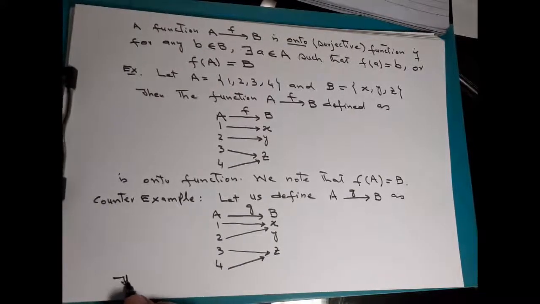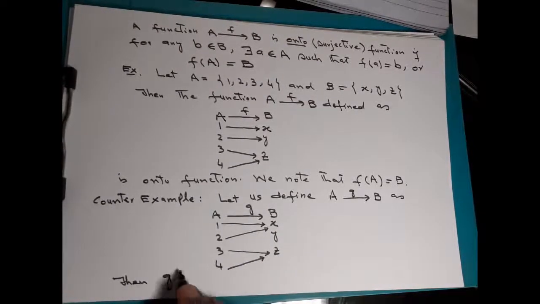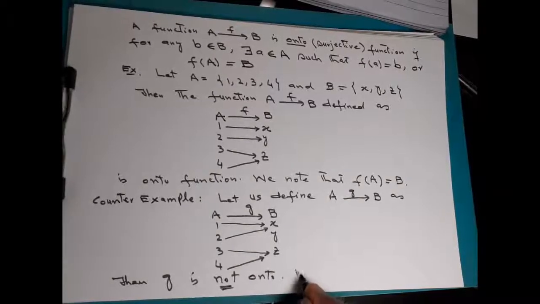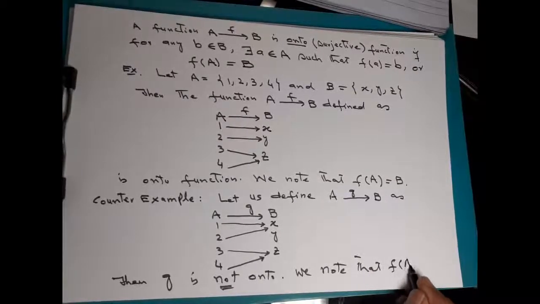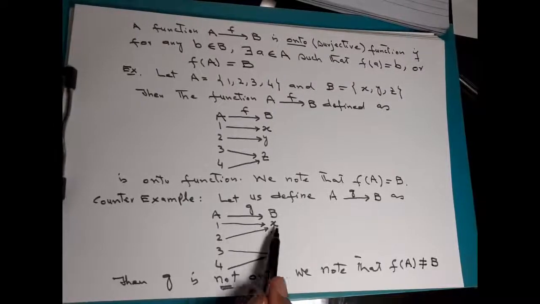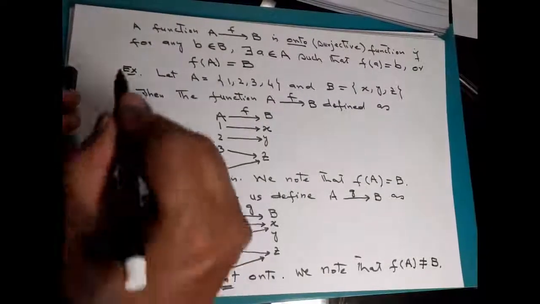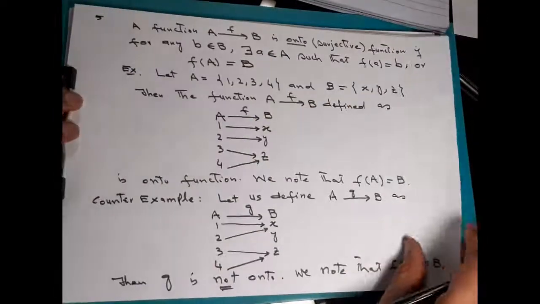Then g is not onto. This is not onto function, and we note that in this case g(A) is not equal to B because g(A) is {x, z} only, y is missing in g(A). So this function g is not onto function.